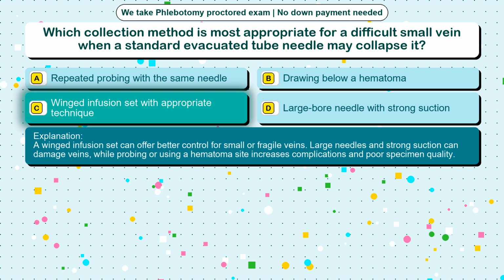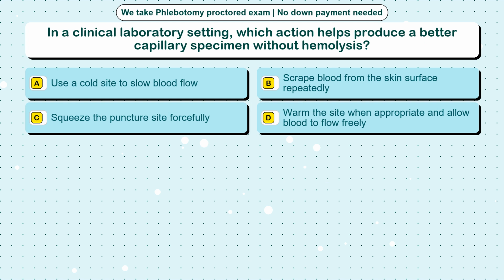quality. Question 71. In a clinical laboratory setting, which action helps produce a better capillary specimen without hemolysis? Option A, use a cold site to slow blood flow. Option B, scrape blood from the skin surface repeatedly. Option C, squeeze the puncture site forcefully. Option D, warm the site when appropriate and allow blood to flow freely.